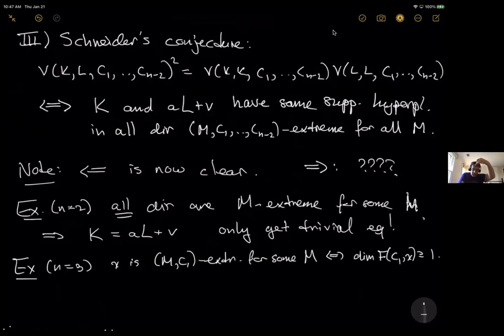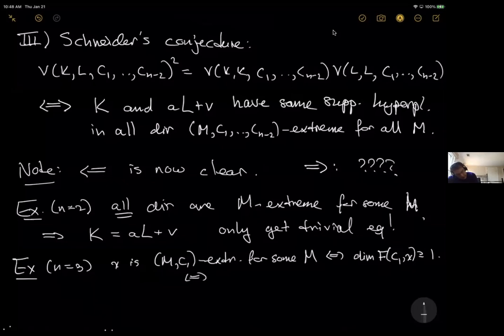So the direction is a relevant direction for this conjecture if it is normal to a face of the reference body C1 of dimension at least 1. Now, the only directions that are not these directions are directions that are normal to a face of dimension 0, which is a corner. So this is equivalent to saying that x is not normal to a corner of C1. So these are the relevant directions. And then what does the conjecture say? That the only equality cases are those where K and aL plus v have the same supporting hyperplanes in all directions except those directions that are normal to a corner of C1.